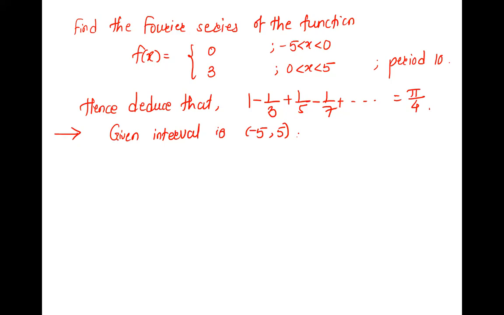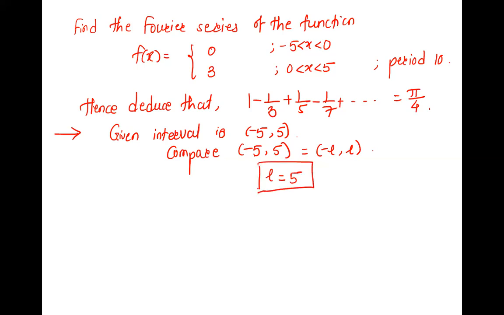Is there pi in it? No. So there are two broad types: either pi in it or no pi. So this is the no pi, L type. You will compare this with which type of interval? Minus L to L. So this is of the type minus to plus something, and you compare it with minus L to L. So what is your L? L is equal to 5. So we got the value of L, which we require.